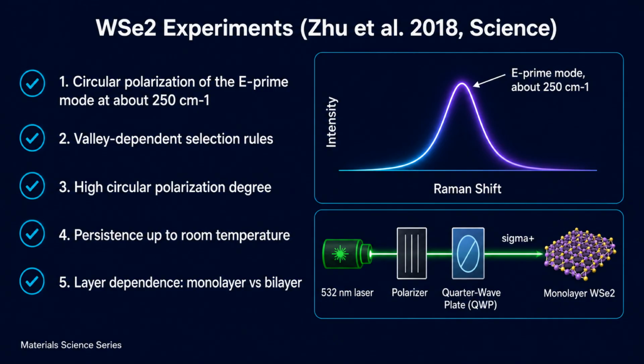Key findings include circular polarization of the E' mode at about 250 wave numbers, valley-dependent selection rules where different circular polarizations couple to different valleys, high circular polarization degree for chiral modes, persistence of chiral signatures up to room temperature, and stronger chirality in monolayer compared to bilayer due to interlayer coupling. This work provided the first definitive experimental confirmation of the 2015 theoretical predictions by Zhang and Niu.